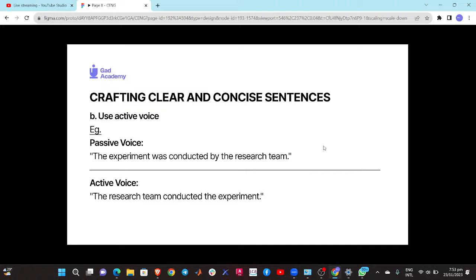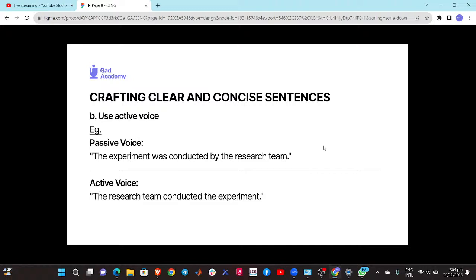So use active voice. What does it mean to use an active voice? Active voice is generally direct and lays emphasis on the doer. But a passive voice is mostly used when the doer is unknown or less important, or when the emphasis is on the action. So you are the one performing the experiment, you are the one who did the research, you are the one who wants to publish a paper. So why would you want to be using a passive voice and not an active voice? It's actually better to use an active voice.